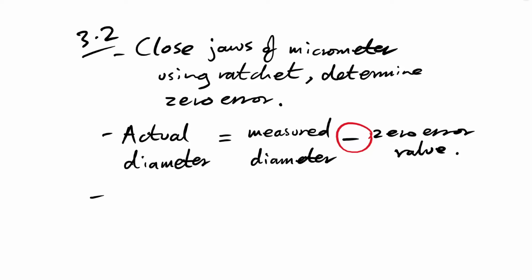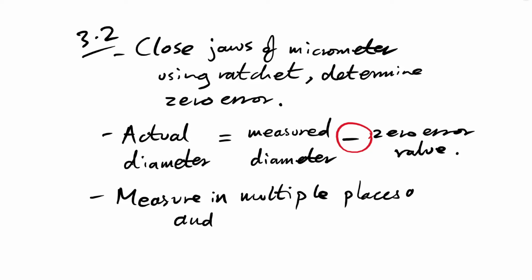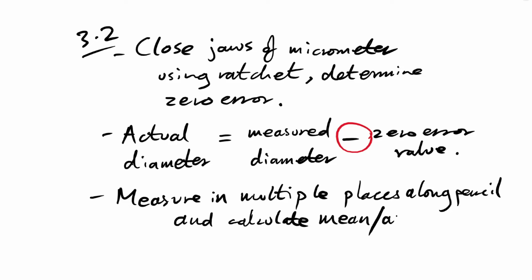Whenever it comes to measuring the diameter of something, we always measure in multiple places. I guess you should say along a long pencil, and calculate the mean average, because there's not really any other type of average.